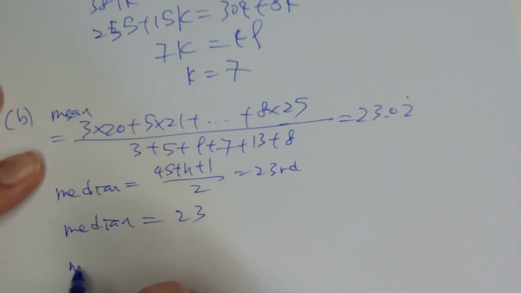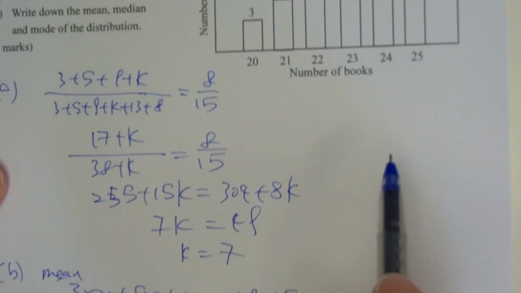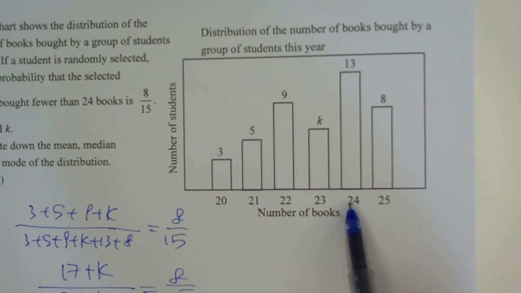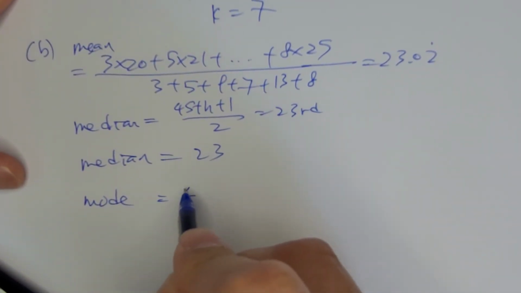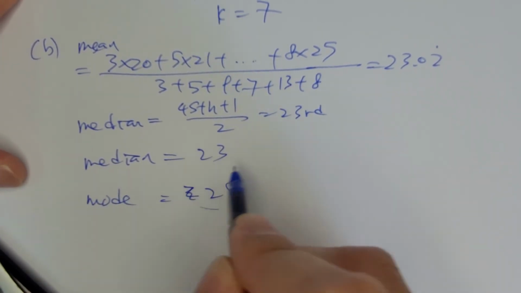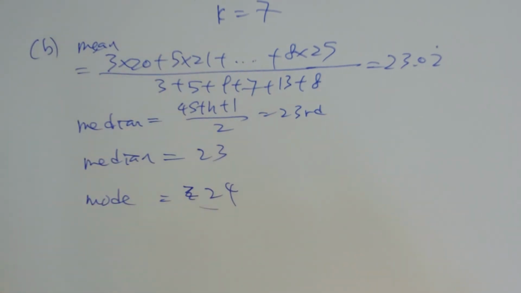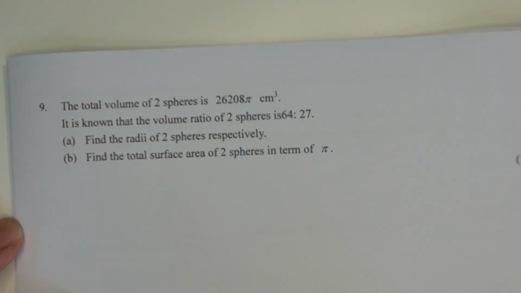And the mode is quite easy to find out. Find the number of books with the highest frequency. So 13, and the number of books is 24. Do not write down 13. 13 is the frequency only, okay? You need to write the number of books, so the mode is 24. So let's finish question number 8 and go to question number 9.